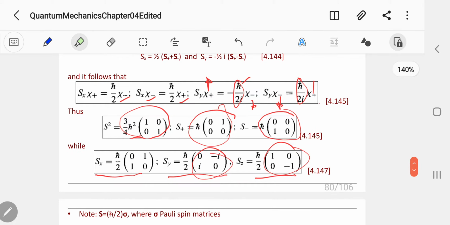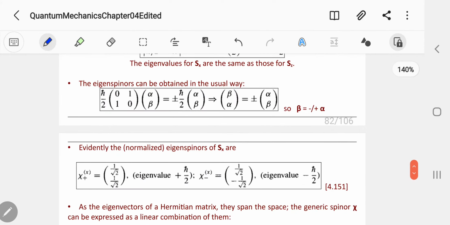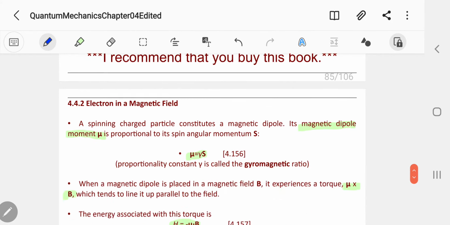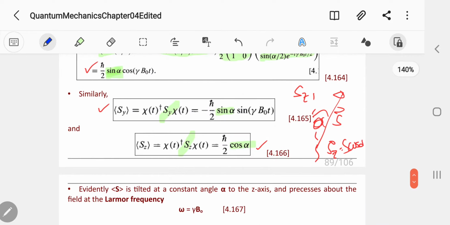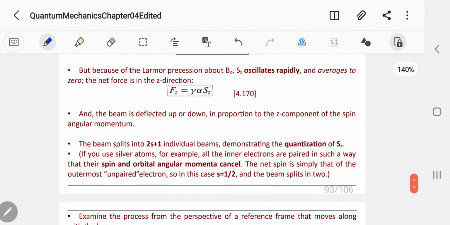Here, unfortunately I can't erase this one, but yeah, you have the eigenstate relations between spin, between the eigenstates or the eigenspins. So anyway, let's proceed with this.